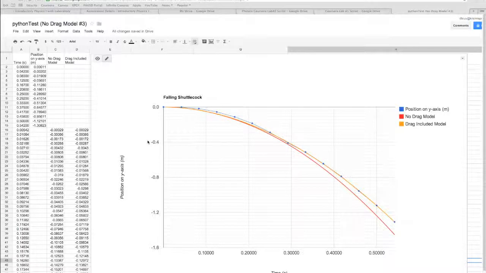Note that the terminal velocity is independent of the initial velocity, so even if the shuttle were thrown downwards instead of dropped, it would still eventually reach the same terminal velocity.